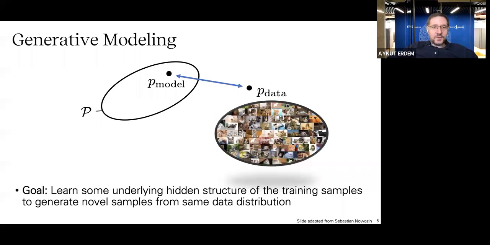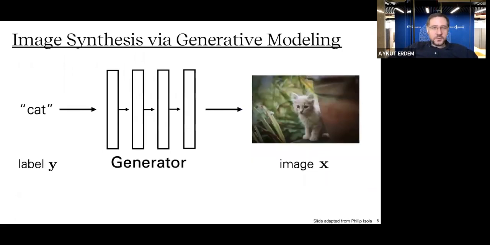Now let me continue a little bit more about our machinery, the underlying theoretical framework, which is generative modeling of images. Our goal here is to learn the underlying hidden structure of the training images. The idea is that once you have a model that can best approximate the data distribution, you can sample new samples from your model. And for this purpose, as you might guess, we will be using deep neural networks.